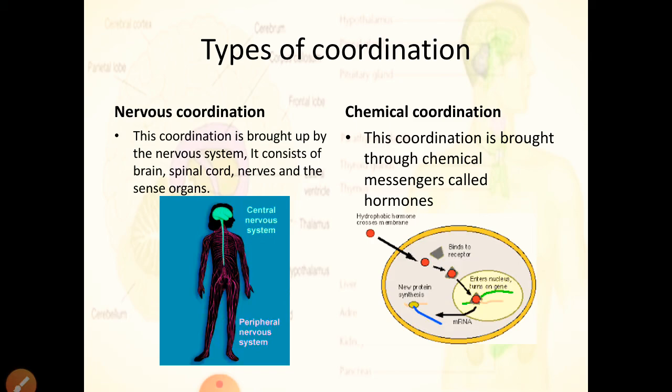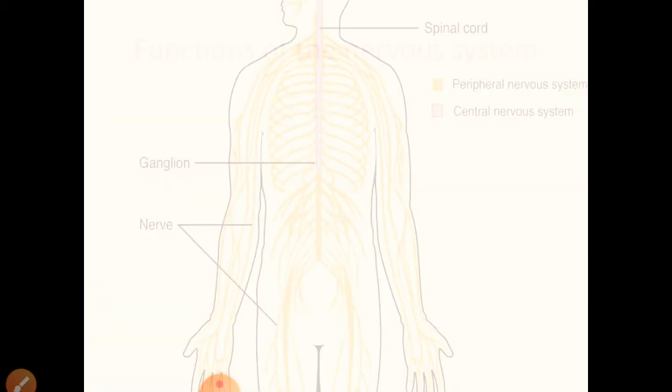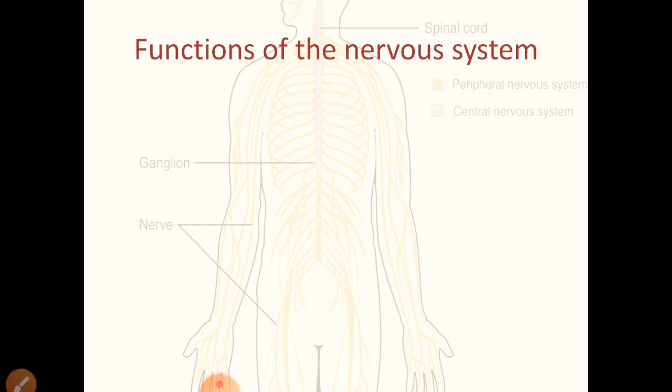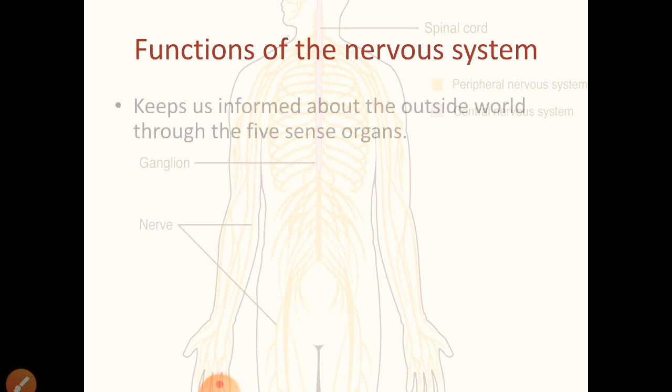All right, so next we come to the functions of the nervous system. By now I think you all know the functions of the nervous system, because I have given a brief explanation of what the nervous system does in a body. So number one, keep us informed about the outside world through the 5 sense organs. You all know the 5 sense organs, isn't it?